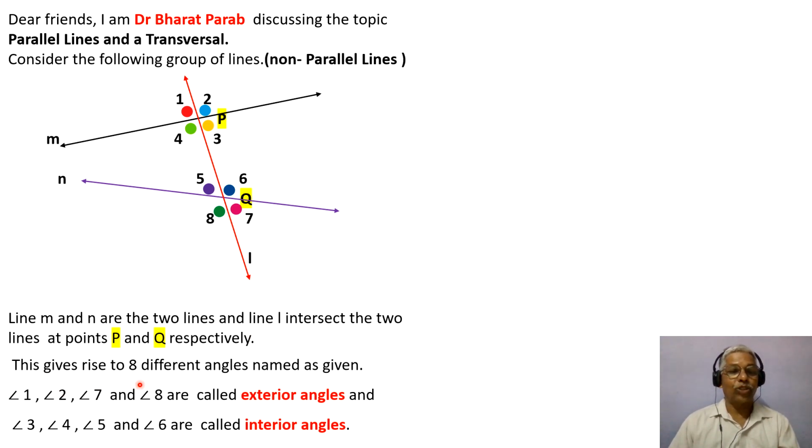This gives rise to 8 different angles named as given below. Here 1, 2, 3, 4, 5, 6, 7, 8. In this, angles 1, 2, 7 and 8 are called exterior angles, and 3, 4, 5, 6 are called interior angles.